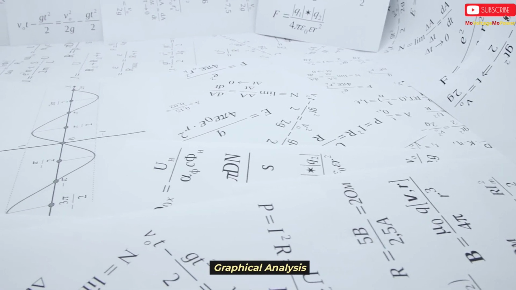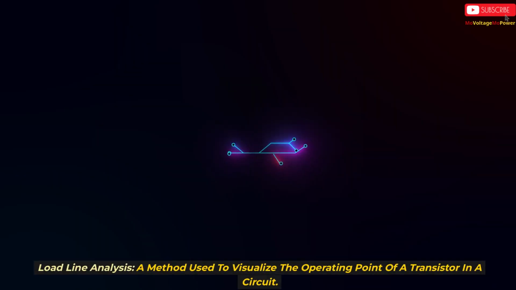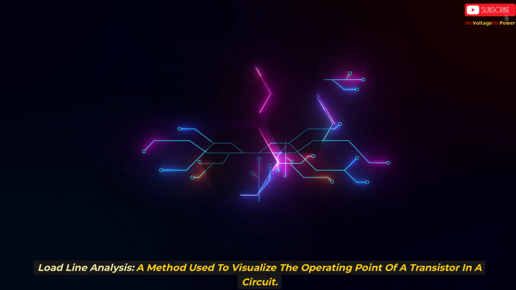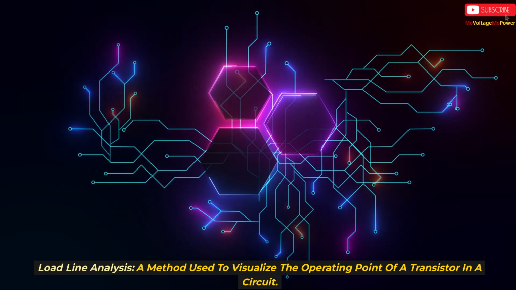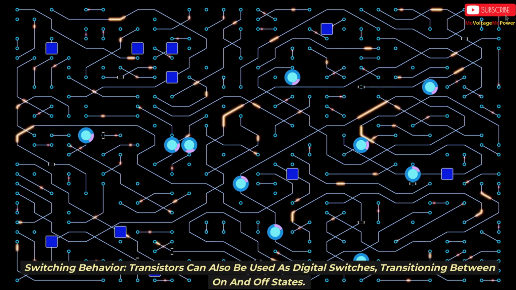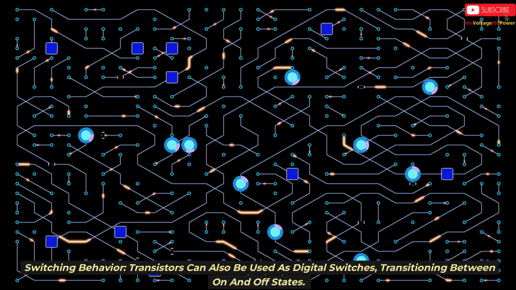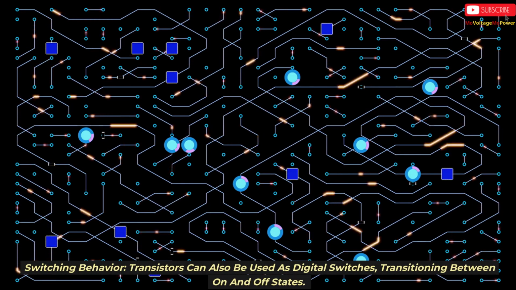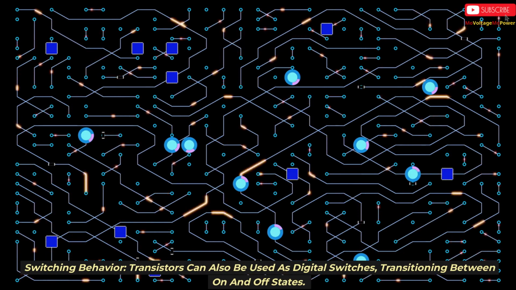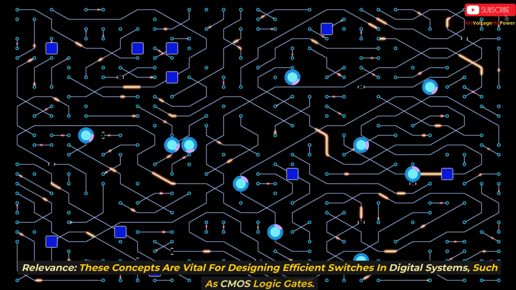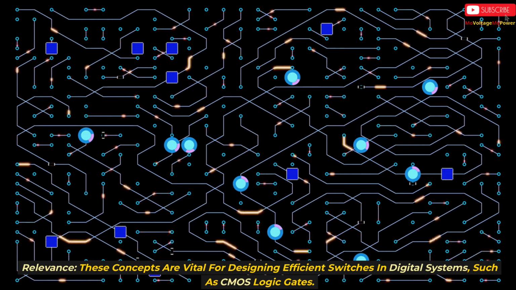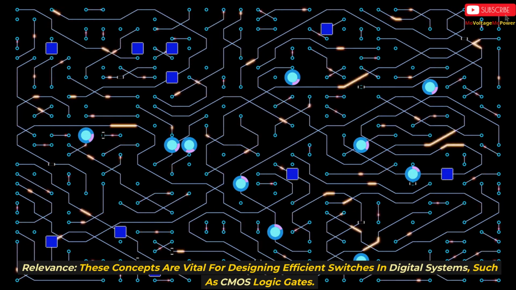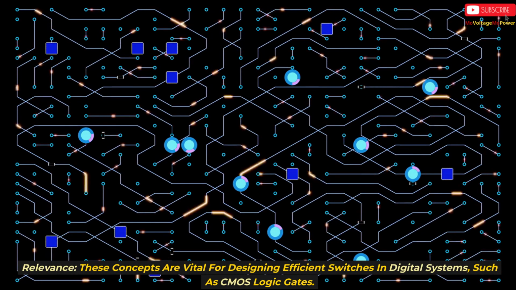Graphical analysis. Load line analysis, a method used to visualize the operating point of a transistor in a circuit. Switching behavior. Transistors can also be used as digital switches, transitioning between on and off states. Relevance. These concepts are vital for designing efficient switches in digital systems, such as CMOS logic gates.